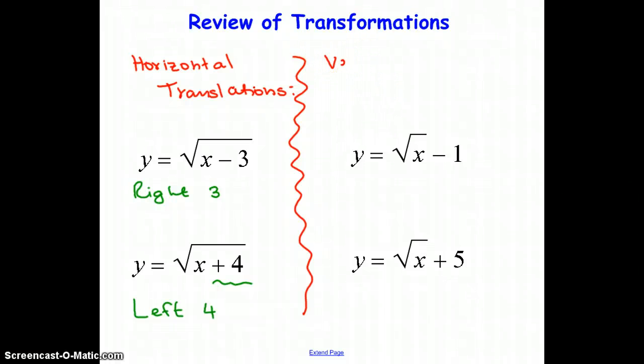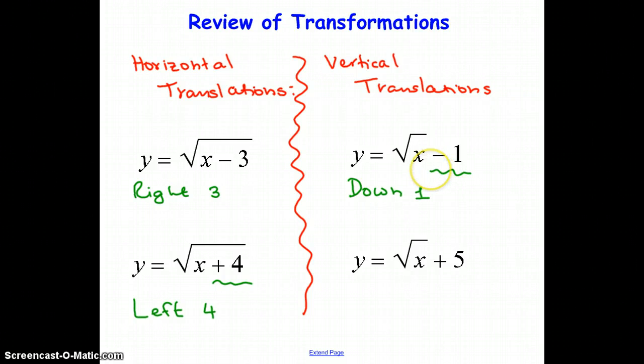So now we have a vertical translation. So we're going to be moving up and down. And this one is more straightforward. So if you're subtracting 1, that means you're subtracting 1 from all of the y values, so you're going to move down 1. And then here we're adding 5 to all of our previous y values, so we're going to move up 5.